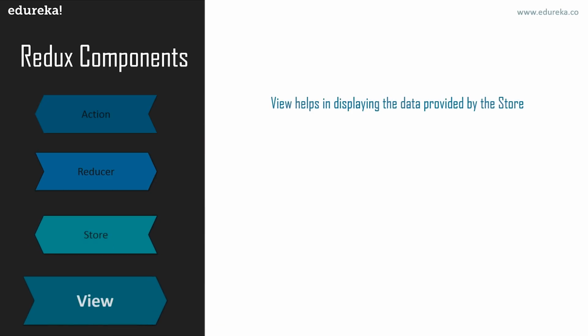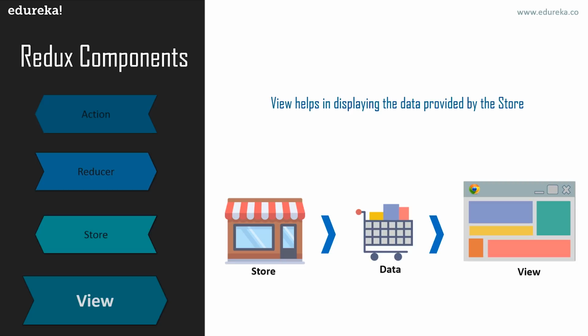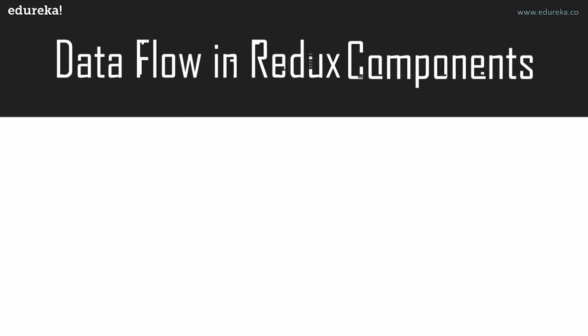Now what is a view? It is the last Redux component we are talking about. The view helps in displaying the data which is provided by the store. We talked about how from the view, via an action, the data will flow to a dispatcher. The dispatcher will dispatch an action to the store. Now from the store, the new or updated state will be rendered on the DOM using the view. So basically the view helps in displaying the data provided by the store. Now, how does data flow in Redux components?